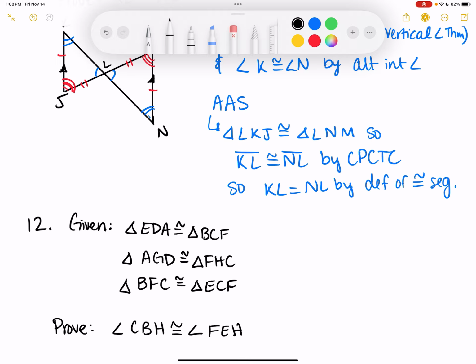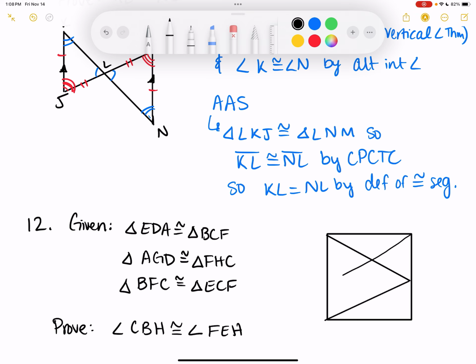So I'm going to do my best to draw what this thing looks like for you. Let's call it a torture device.